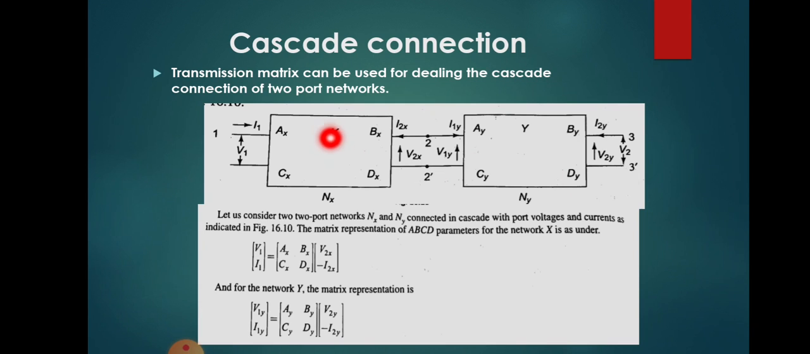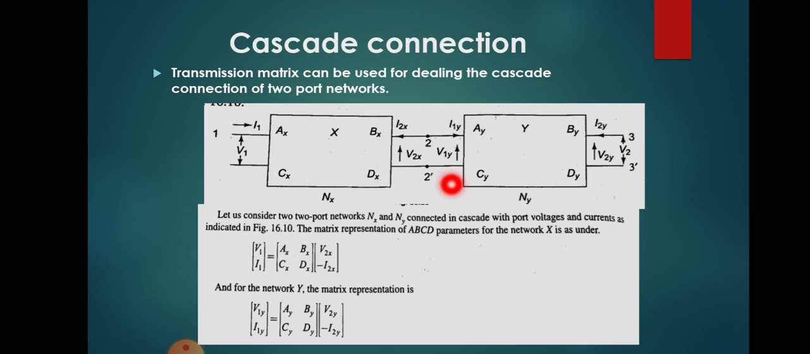This is the first two-port network, and this is the second two-port network. We can notate it as X or Y or NX or NY, whatever it is. So we are marking the voltages as V1 and I1 here, that is the first port voltage and current. This is the output port for the first network, that is for X, so we represent it as V2X and I2X. This is port 2X, and the input for this second network is V1Y and current is I1Y, and the output for this network is V2Y and I2Y.